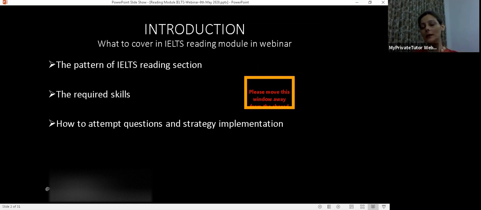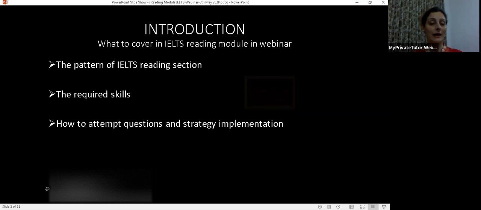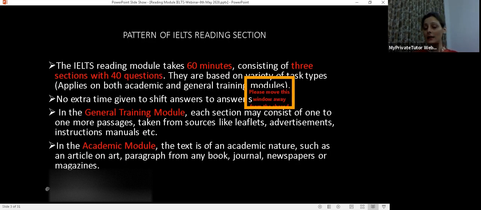So, today's session is going to cover the pattern of the IELTS reading section and the required skills that you have to apply in attempting that module of IELTS, and how to attempt the questions and the strategy implementation for each question. Then the pattern of the IELTS reading section: what sort of questions are going to be in that reading module?